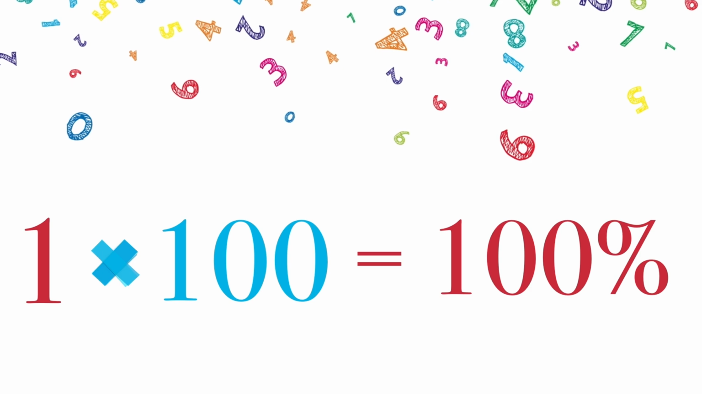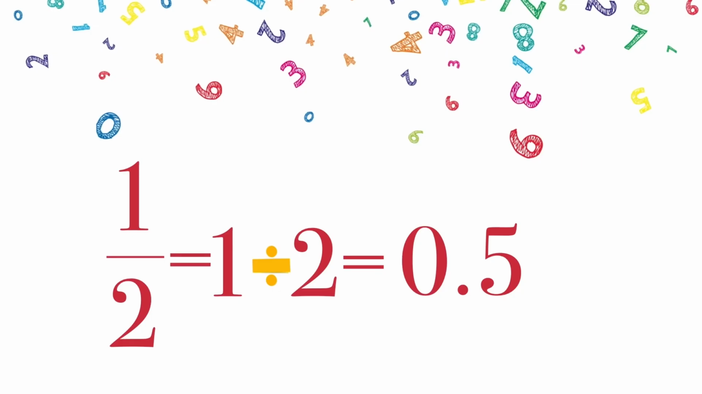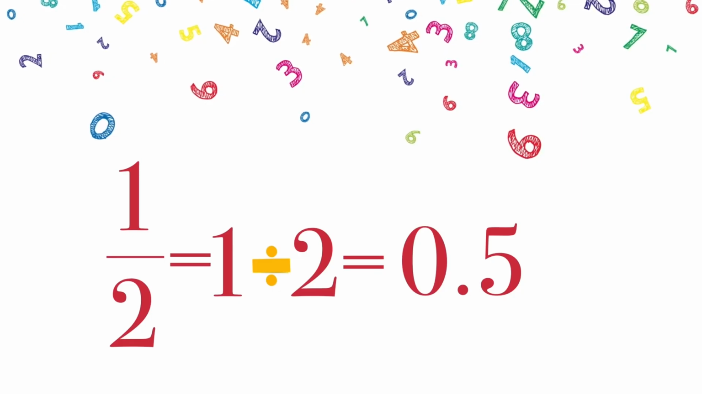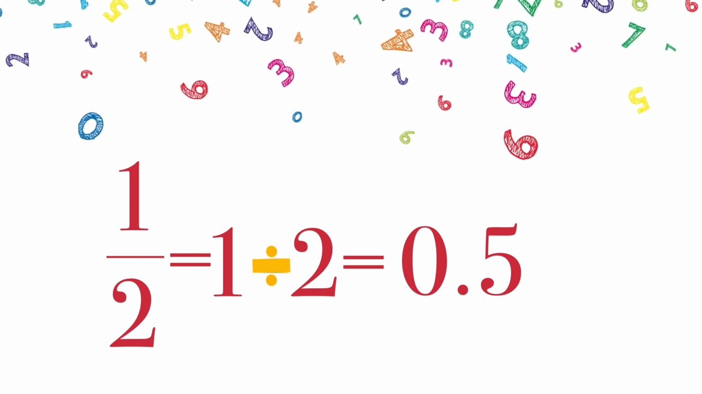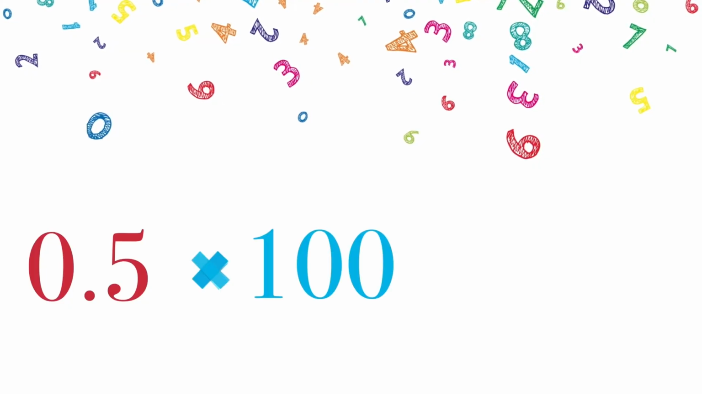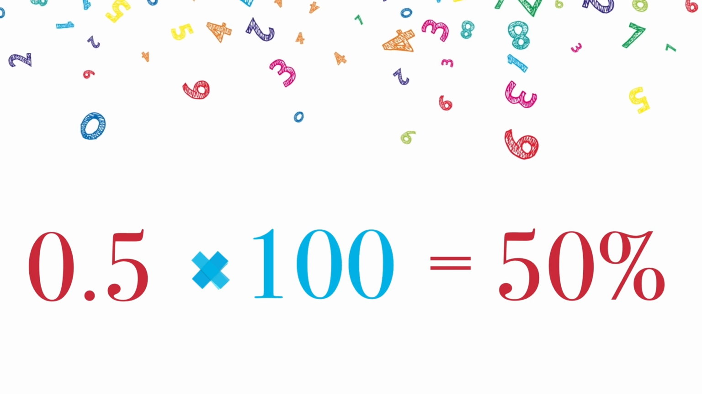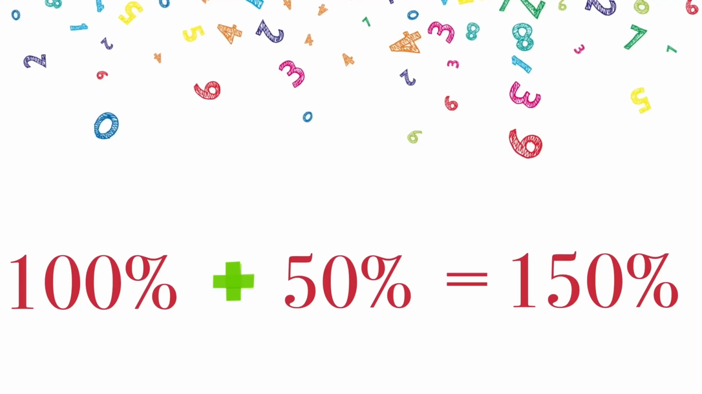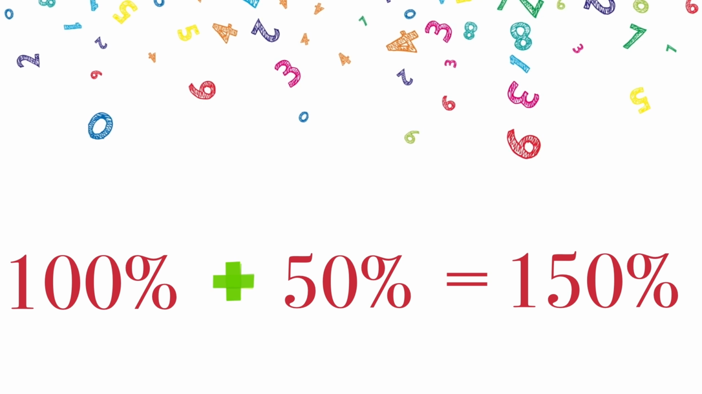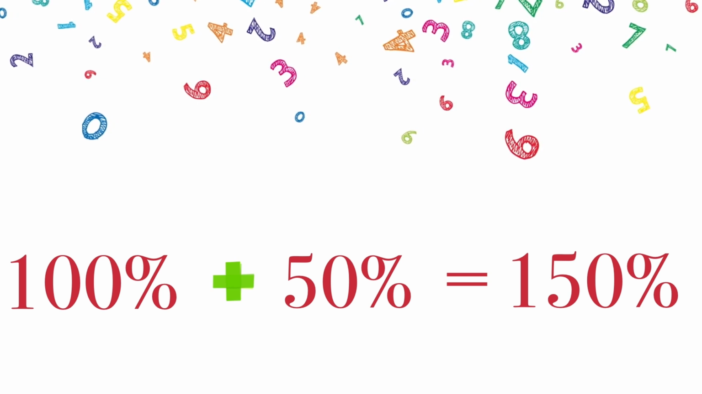Now we convert the fractional part of our mixed number, 1/2, into a percentage as well. As a decimal, 1/2 is 0.5. Multiply 0.5 by 100 to convert this value into percentage. 1/2 becomes 50%. When we add the two percentage values together, we end up with 150%. This is the total amount of pizza you ate.